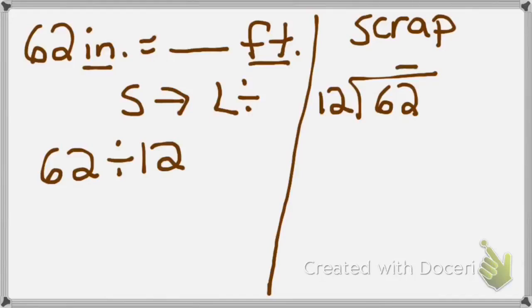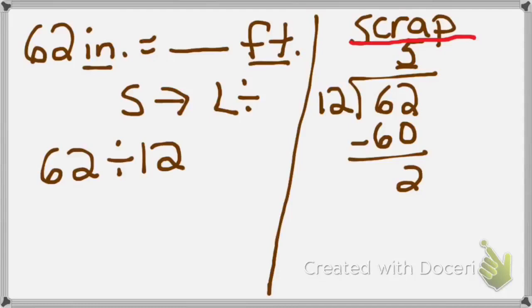12 does not go into 6, but it does go into 62, so this will be a single-digit answer. Well, 12, 24, 36, 48, 60, 72 too high. Put one finger down. My answer is 5. 5 times 12 is 60. Subtract. 2 minus 0 is 2. 6 minus 6 is nothing. Compare, is 2 less than 12? Yes, it is. There's nothing to bring down, and I do have a remainder. Let's underline this scrap in red so it doesn't get confused. So my number here is 5, remainder 2.